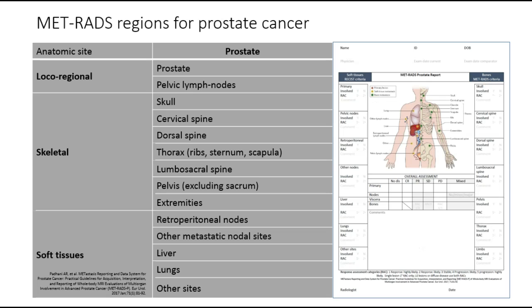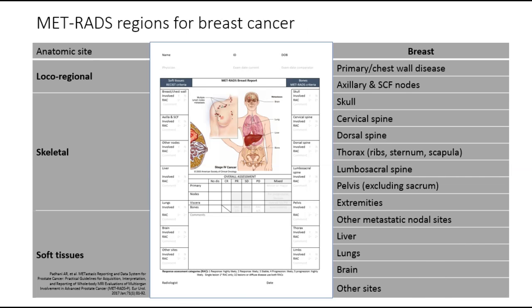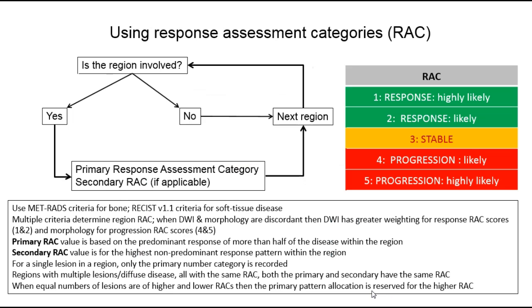So for example, in the prostate, locoregional disease would be prostate and pelvic lymph nodes, skeletal disease are the usual body parts, and soft tissue disease would include retroperitoneal lymph nodes, other lymph nodes, liver, lung, and other sites. Of course, for breast cancer, this would be quite different. So for breast cancer, the primary tumor and axillary lymph nodes would constitute locoregional disease. Again, you've got the different skeletal sites, but you can see the soft tissue disease is different. For example, we've included brain on this side, and other soft tissue sites are also included.